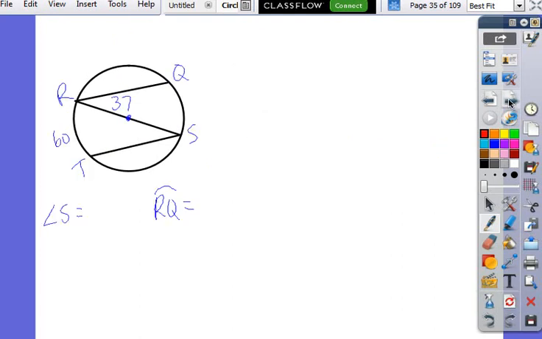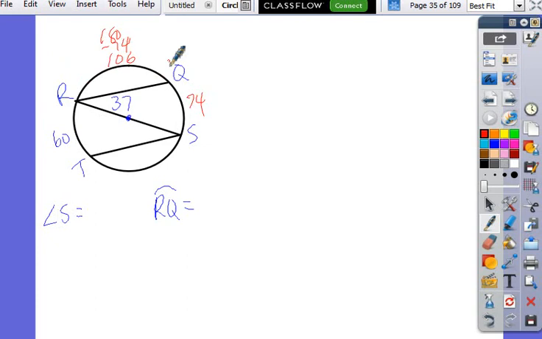For some reason we had trouble with this. How much is QS? What do I do? 70. Multiply by 2. So then that means RQ is how much? RQ is the same as DS. No, it isn't really.